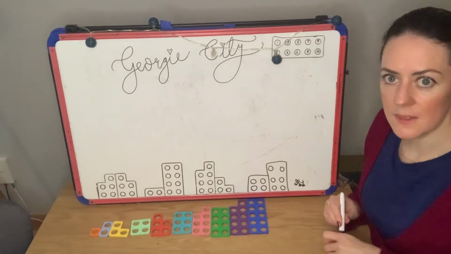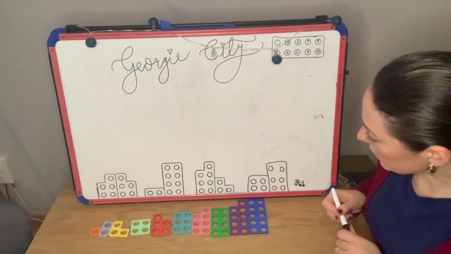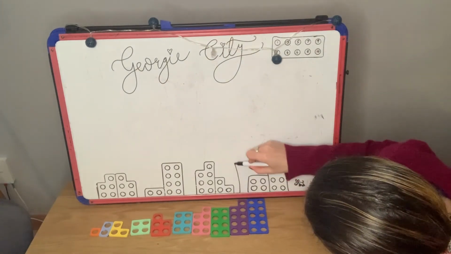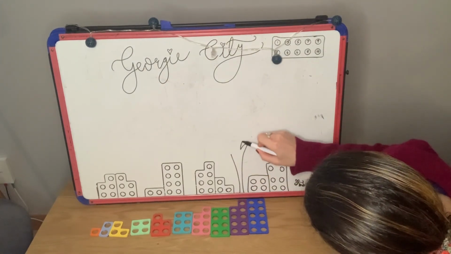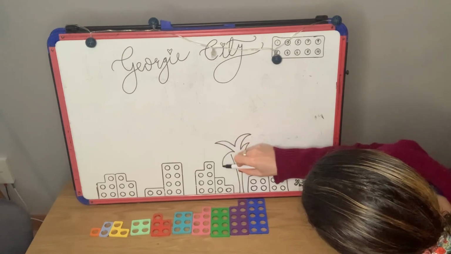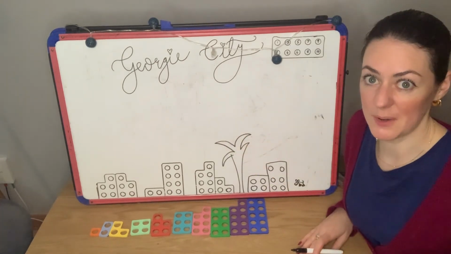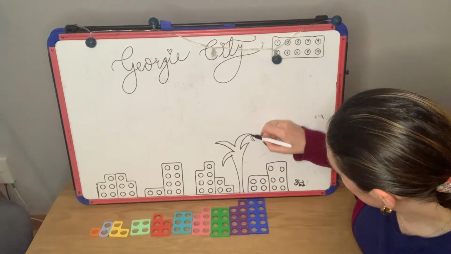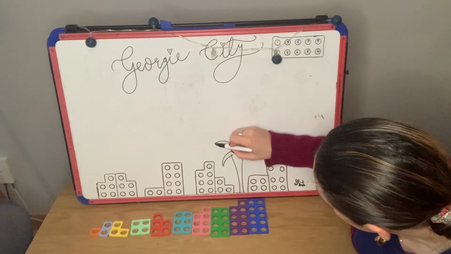There we go. There's my little penny down there. You might want to draw a tree in between. Bit like my banana tree. Can do some bananas. It's my city, I can do what I like.